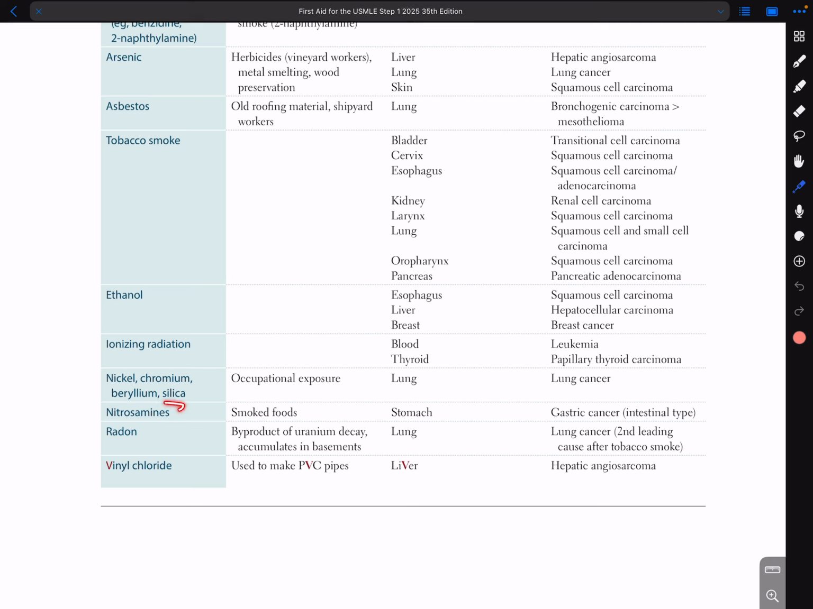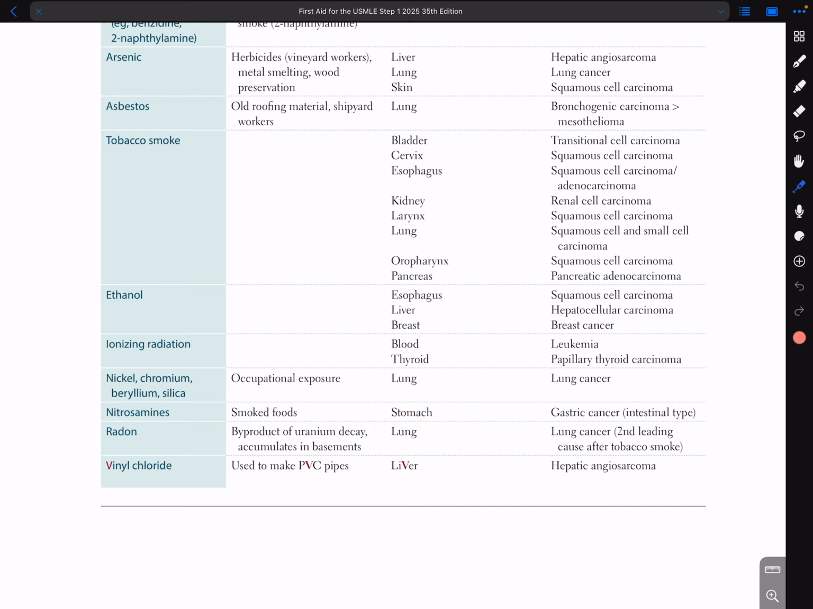Exposure to nitrosamines, mostly found in smoked food, goes to the stomach and causes gastric cancer, intestinal type. Radon is a byproduct of uranium decay that accumulates in basements. It affects the lung and causes lung cancer, the second leading cause after tobacco smoking.